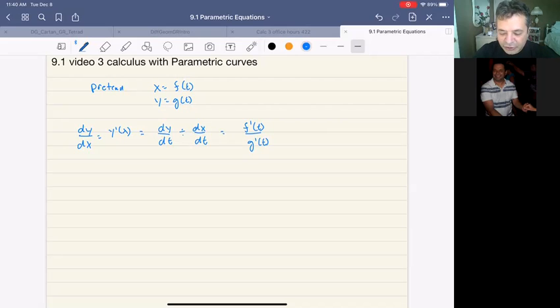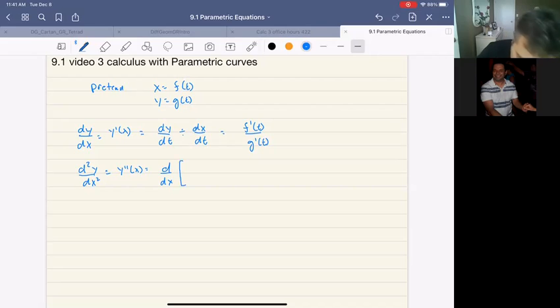Next, let's take a look at the second derivative. That one's a little bit trickier. The second derivative of y with respect to x, or y double prime of x, is going to be d dx of dy dx. There's nothing new here, right?